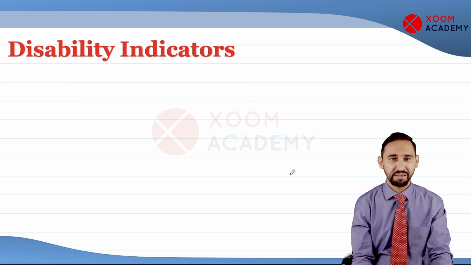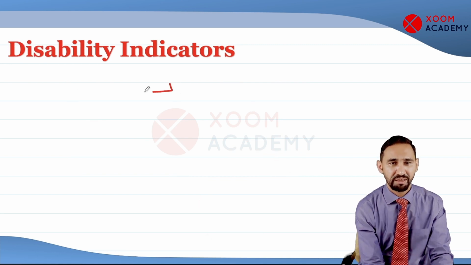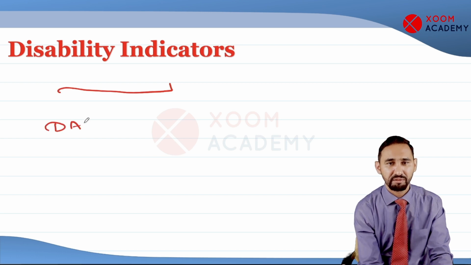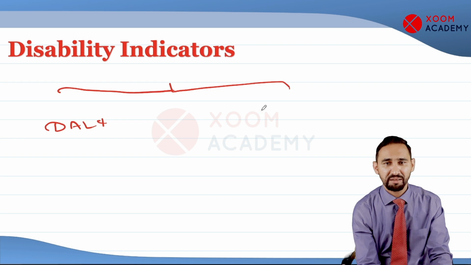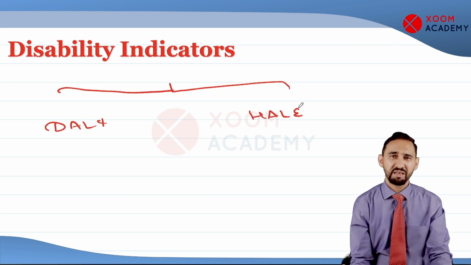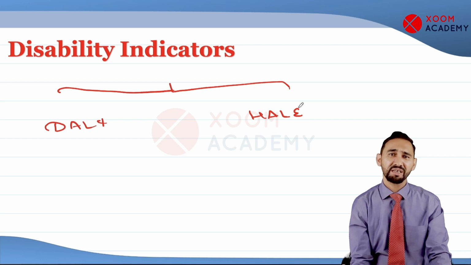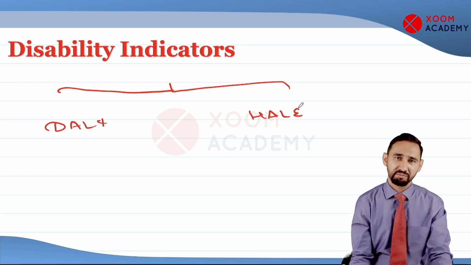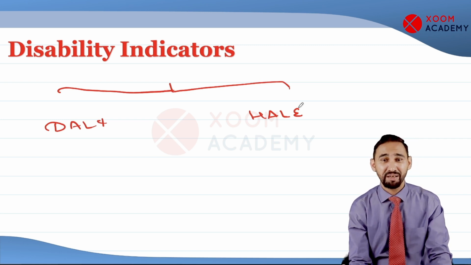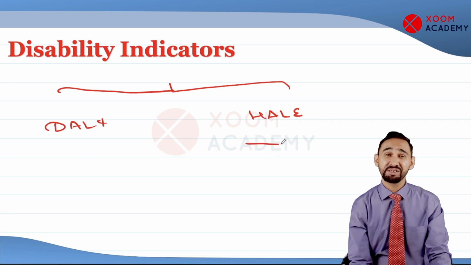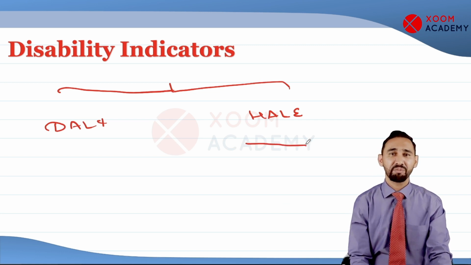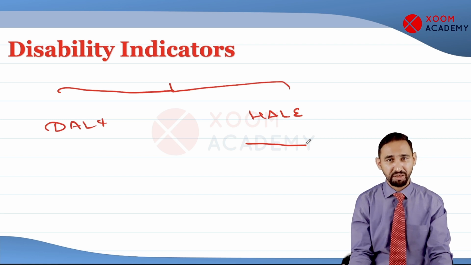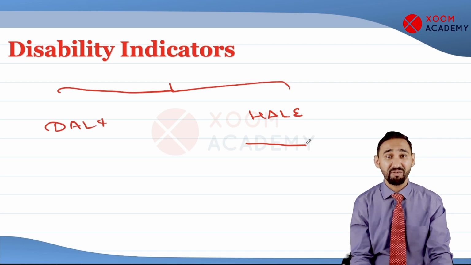Now we'll discuss disability indicators. They are disability adjusted life years and health adjusted life expectancy. Disability adjusted life years shows the number of years lost due to disability or premature deaths. When one becomes disabled, he will not be able to perform routine activities. He can become handicapped. Health adjusted life expectancy shows how many years a person can live after disability. A person becomes disabled, how many years he will survive.